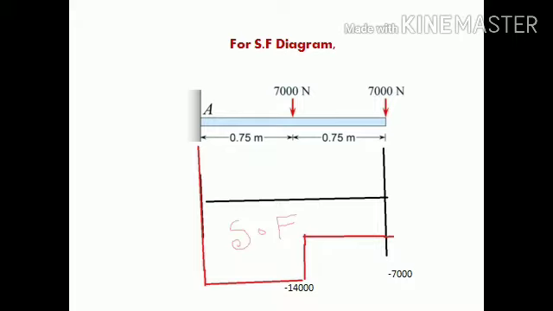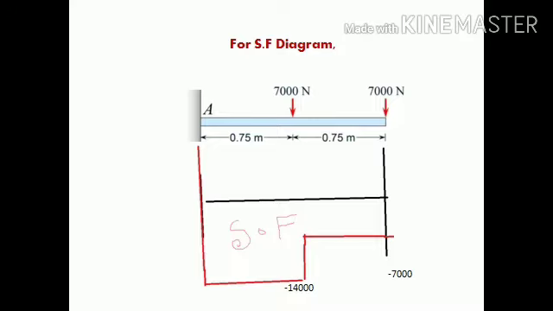After that, we have already found the different values for SF and also for BM. Then for the SF diagram, at the free end, what is the value of the SF? We already found it: minus 7,000. Then we can take any scale. Let minus 7,000 be equal to 5 centimeters, or this line.